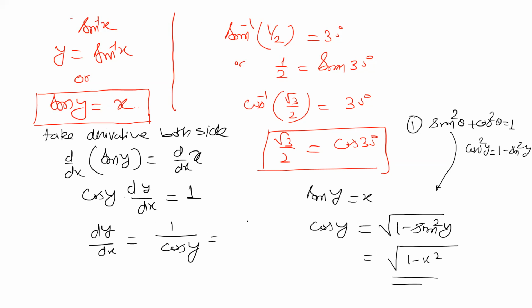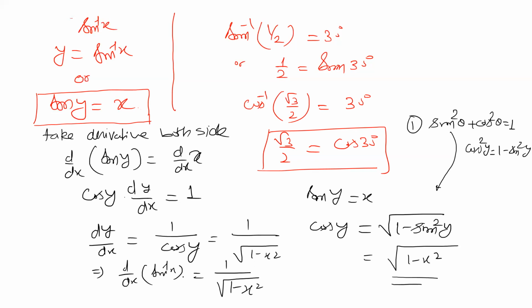So here dy by dx is 1 by under root 1 minus x square. Then what is the y value? y is the sin inverse function of x. So you can say that d/dx of sin inverse x is this answer. So what is the derivative of sin inverse x? 1 by under root 1 minus x square. This way we can deal with the inverse trigonometric functions.